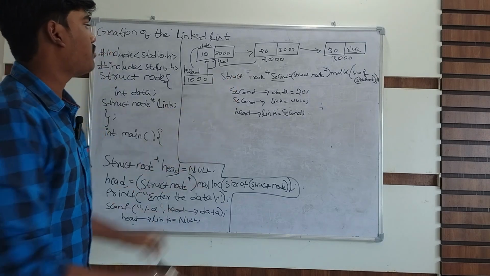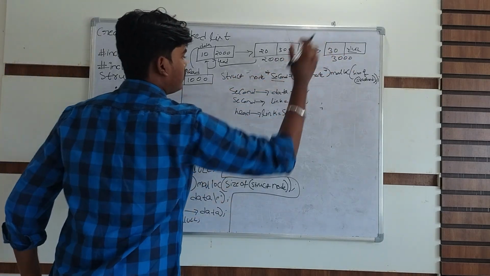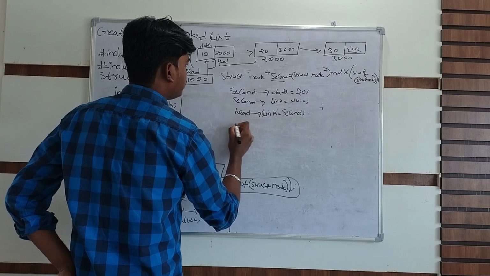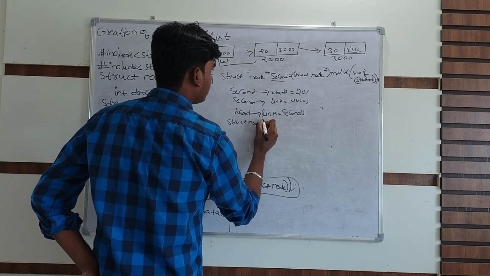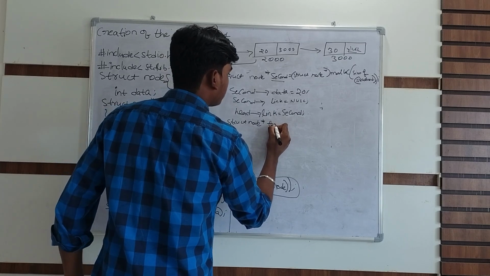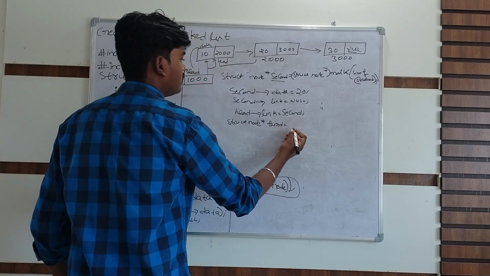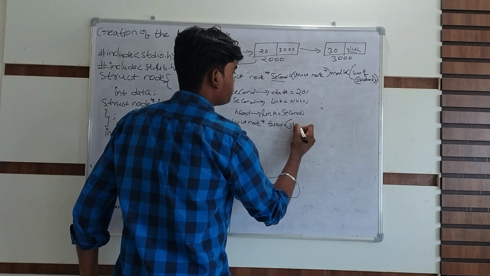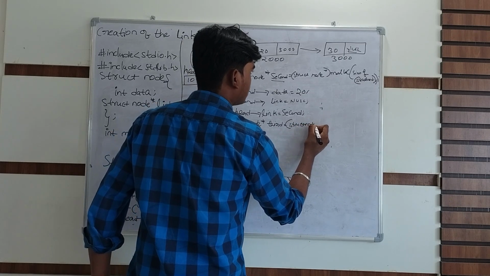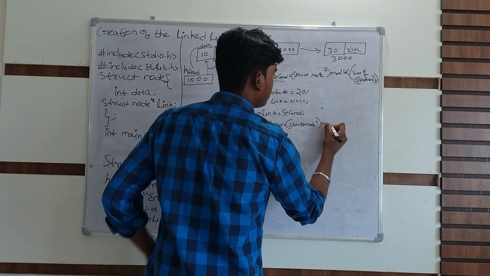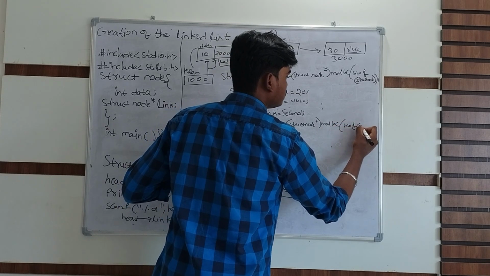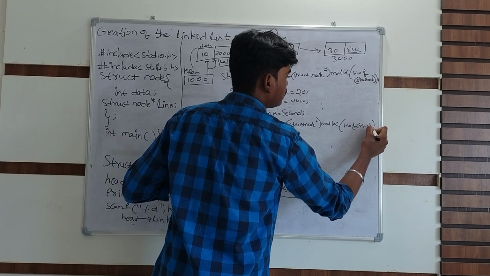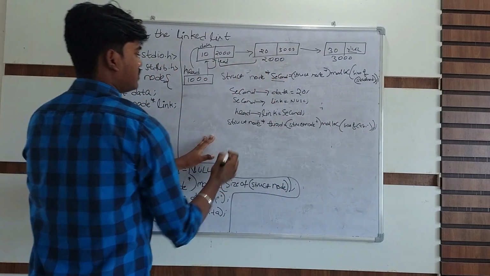The same thing is applicable for second node to third node also. So we are connecting another node. Is equal to struct node malloc sizeof struct node. Same thing here.